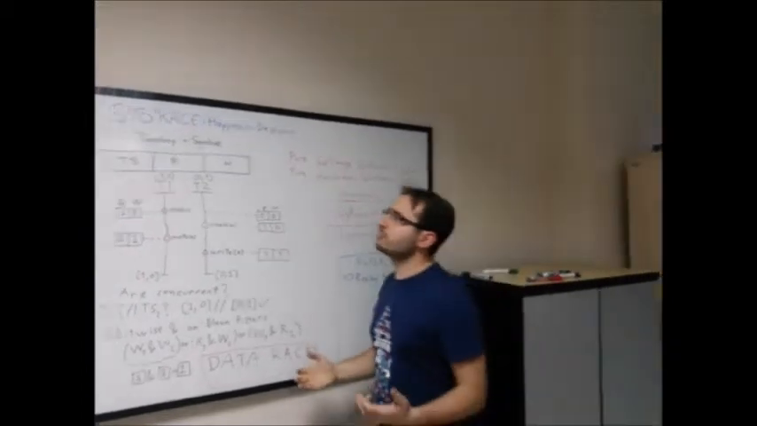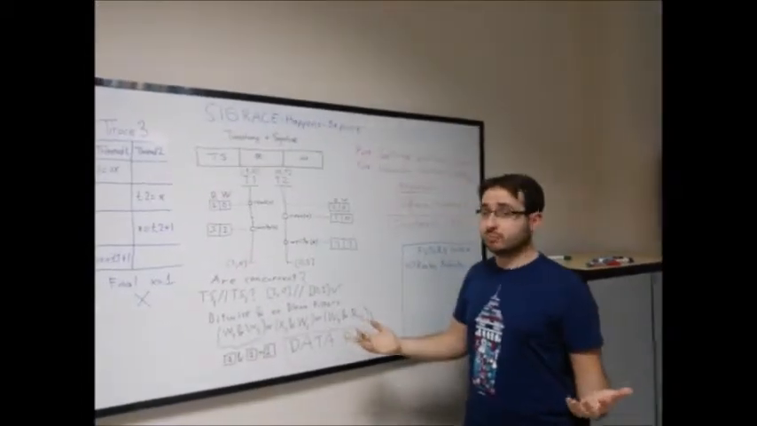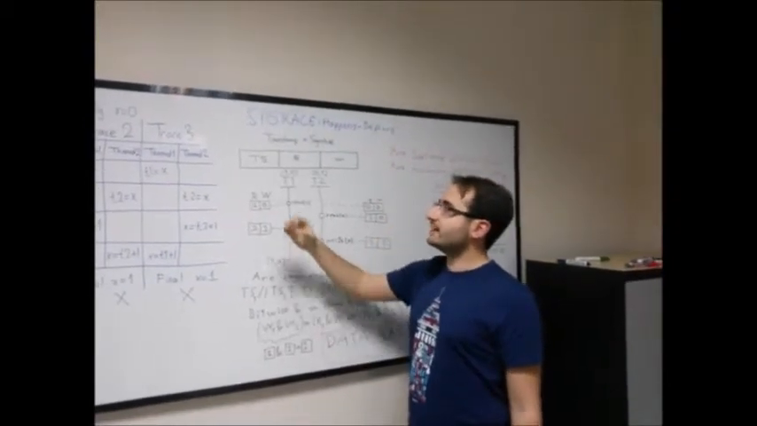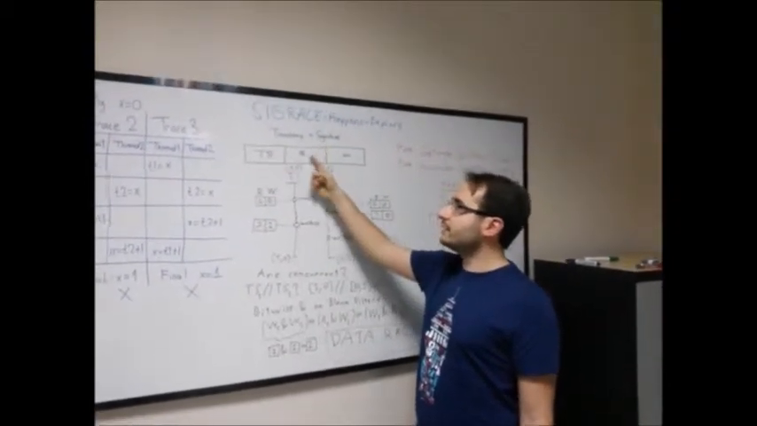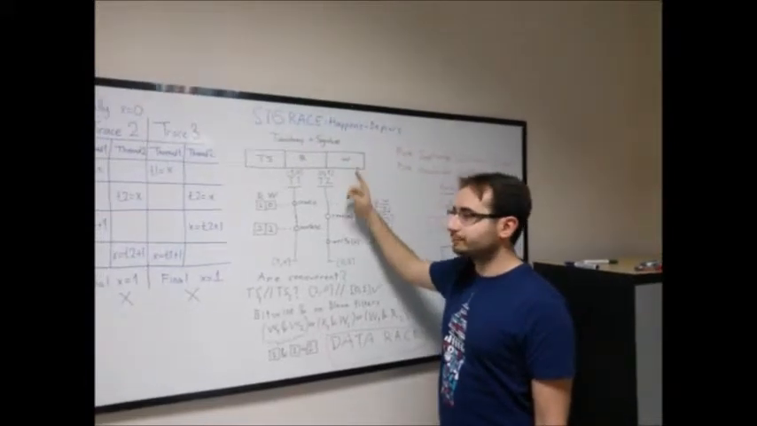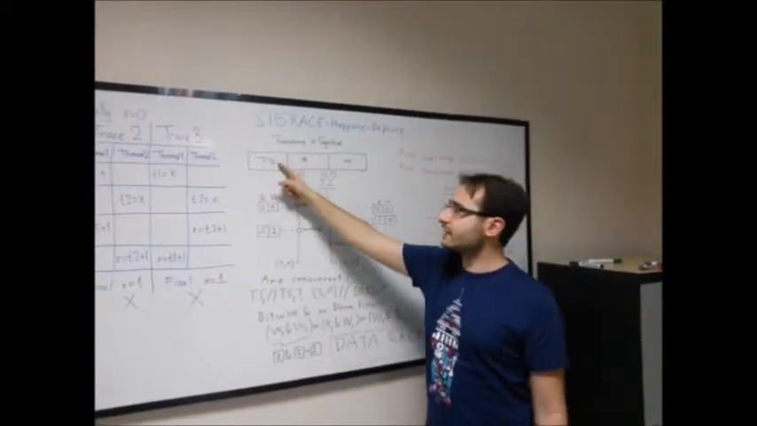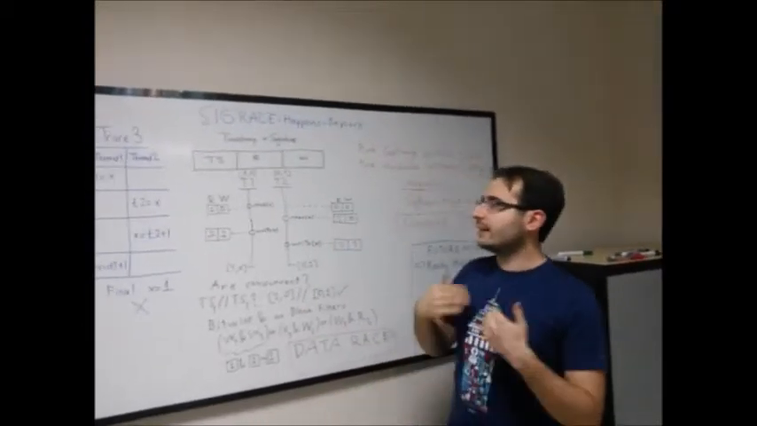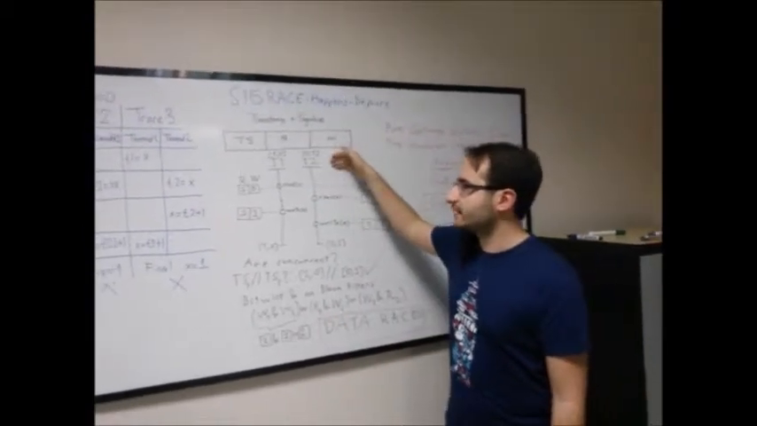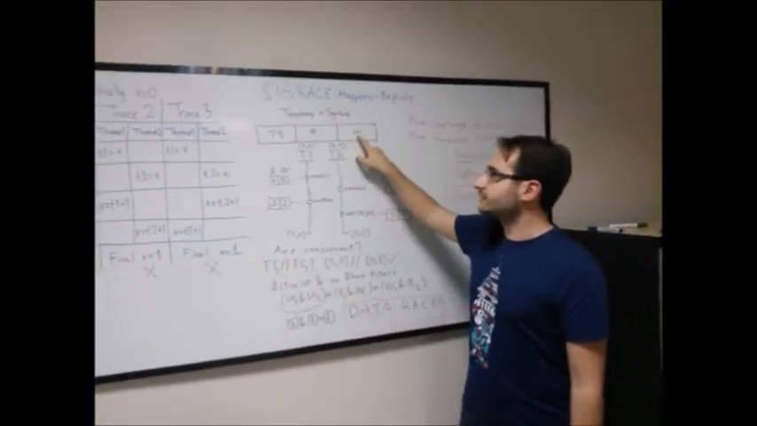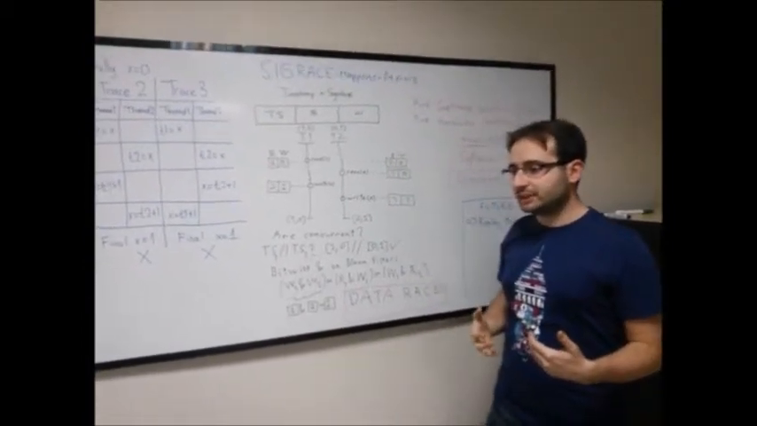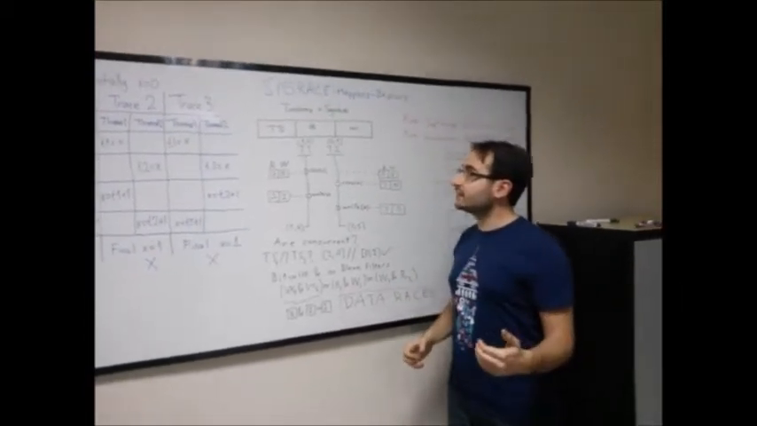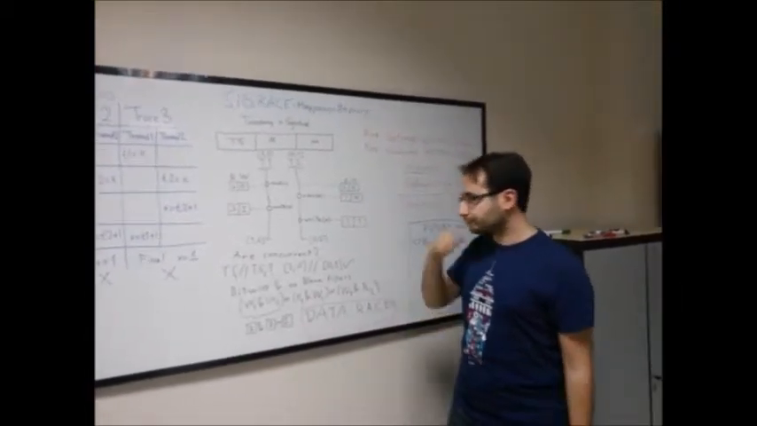The working principle of SIGRACE is very simple. We are required to keep for each thread a timestamp, a read filter and a write filter. The timestamp helps us to construct a happens-before relation between two threads, and the read and write filters help us to keep the information about which threads are accessing which data.